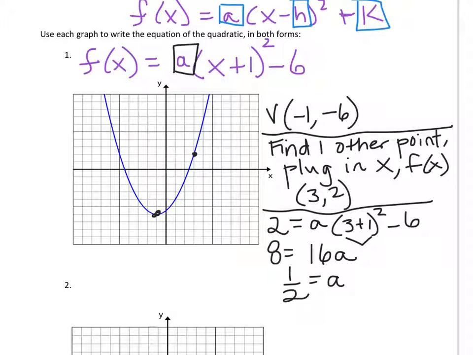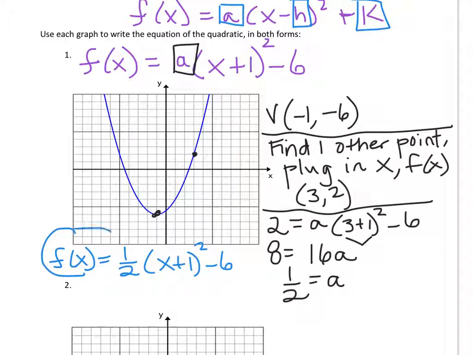Okay, so now I figured out my missing value. A is 1/2. It came out positive, which makes sense because it opens up. So my finished equation would be f of x equals 1/2 times (x plus 1) quantity squared, minus 6. So that's my equation in vertex form. If you had to have it in standard form, it would just be a matter of taking your x plus 1 and foiling it out, and then going through with the 1/2 and subtracting the 6. So it would really just be multiplying that out to get into standard form.